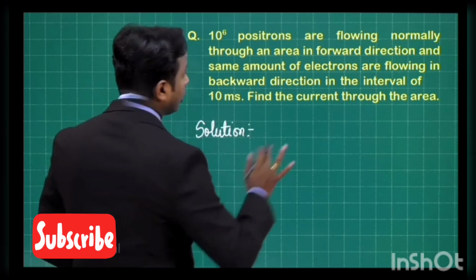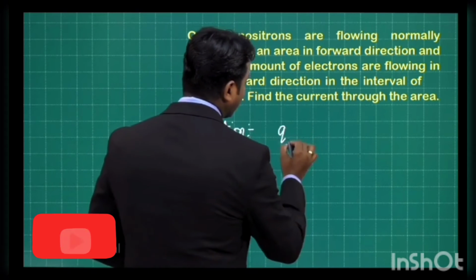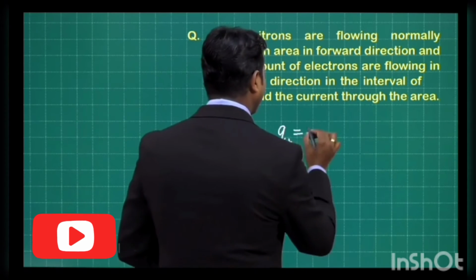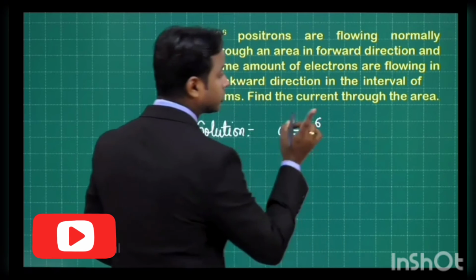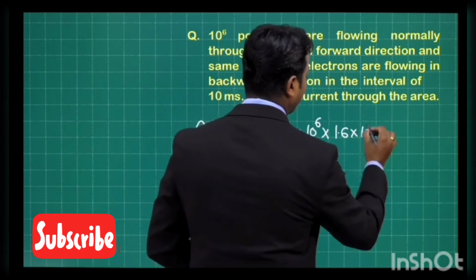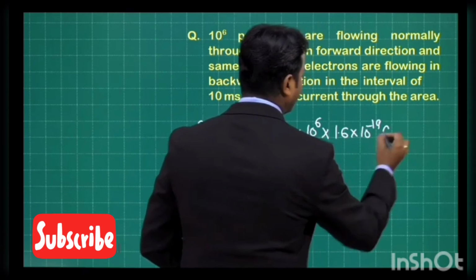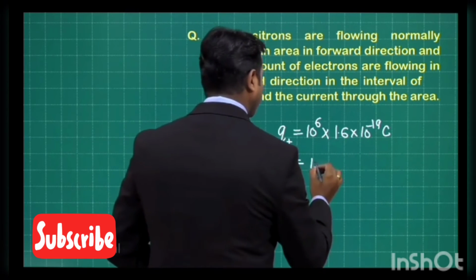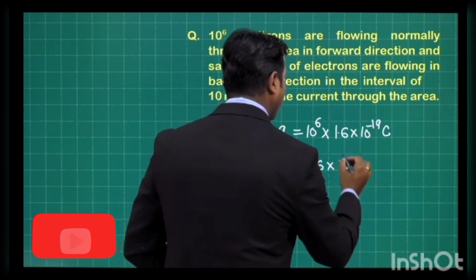So Q positive is given as per the question. Q positive is 10 to the power 6 positrons. Obviously the charge on a positron is 1.6 into 10 to the power minus 19 coulomb. So after solving this, this would be 1.6 into 10 to the power minus 13 coulomb.